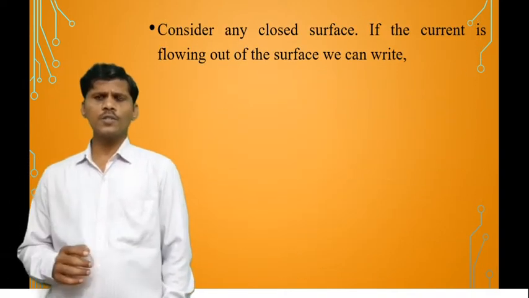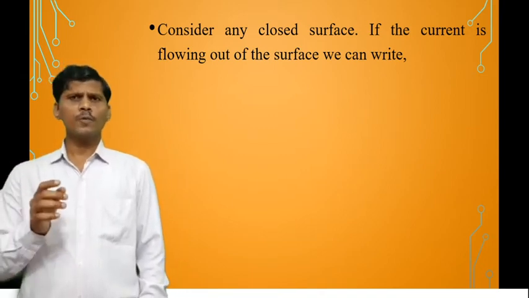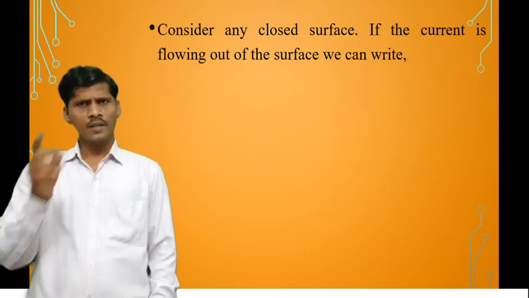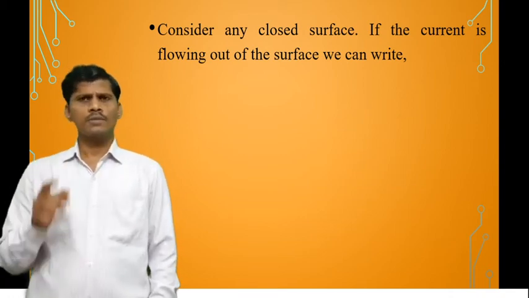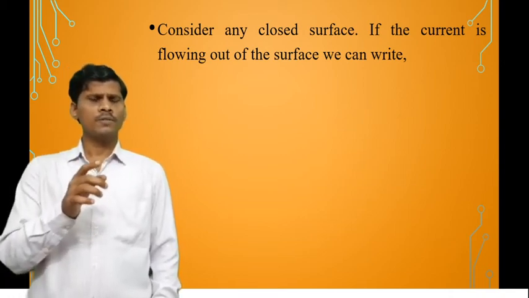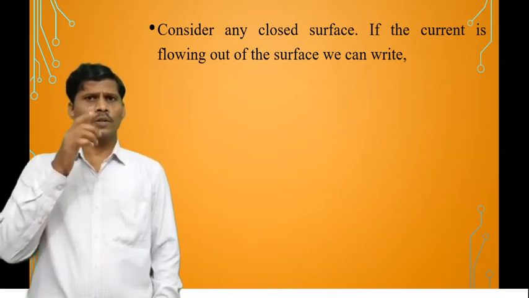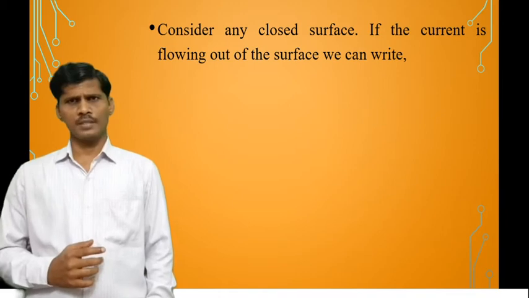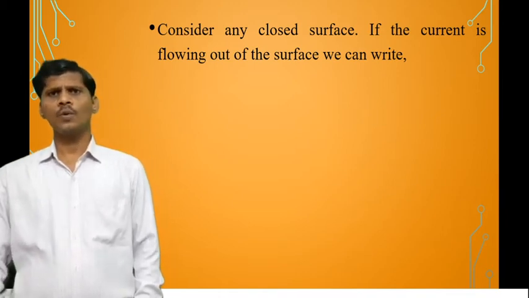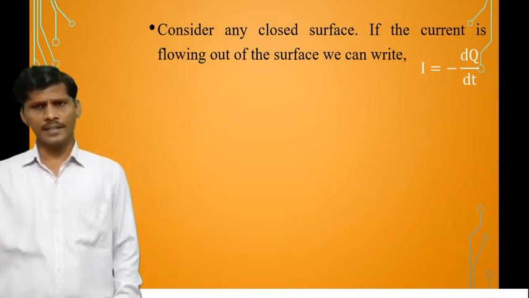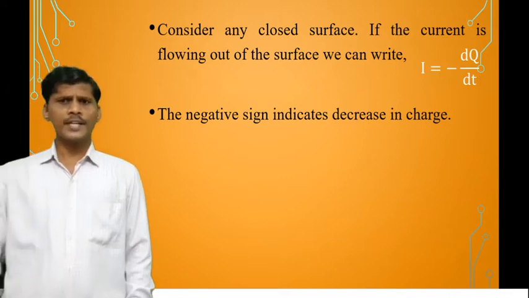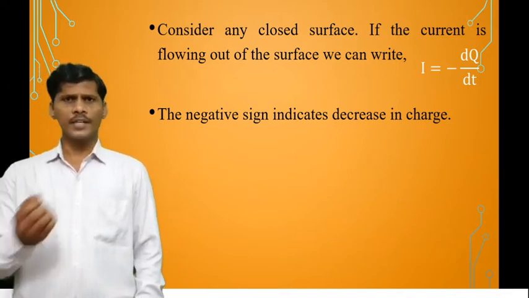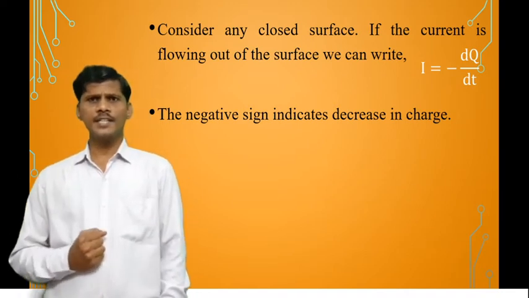Consider any closed surface. If the current is flowing out of the surface, that is, I is equal to minus dq by dt. The negative sign indicates decrease in charge. In that equation, the negative sign represents decrease in charge.